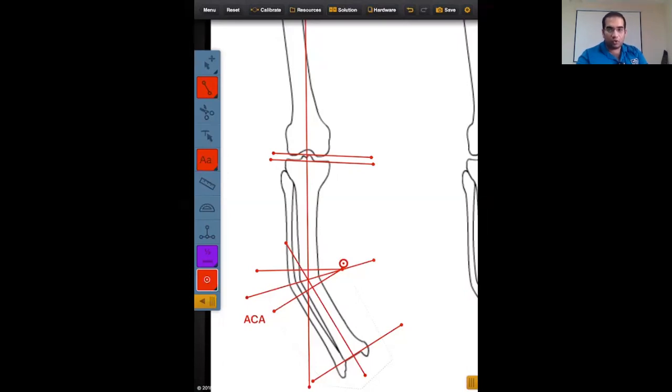One has asked whether Cora and ACA are the same. Look, what does Cora stand for? The center of rotation of angulation. Cora is a fixed point.